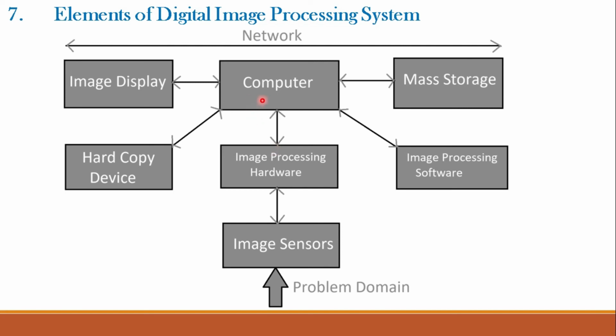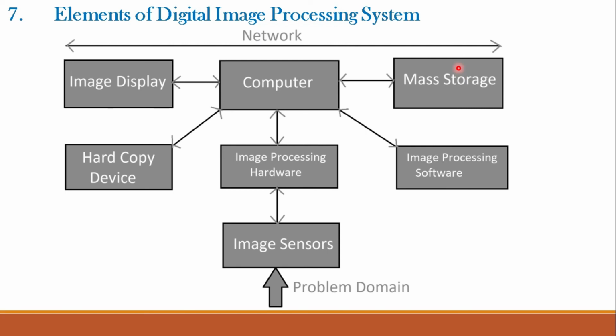The computer is a general purpose computer, or it can range from a PC to a supercomputer depending on the application. Image processing software consists of specialized modules or programming languages which are used by users. Mass storage is a must in image processing applications. An image of size 1024 cross 1024 in which the intensity of each pixel is 8 bit requires 1 megabyte of storage space if the image is not compressed.